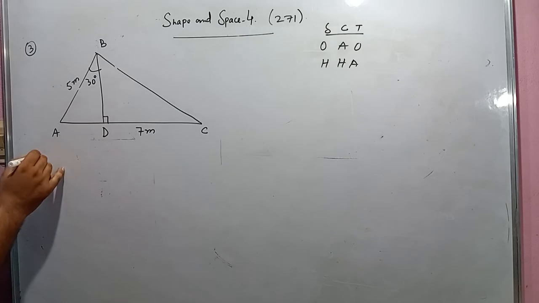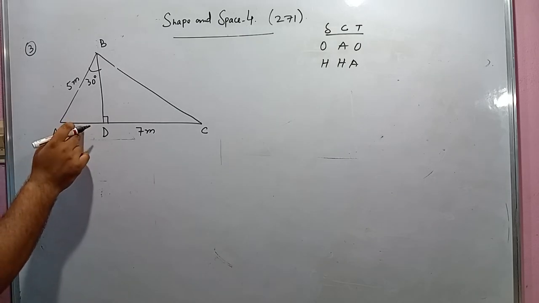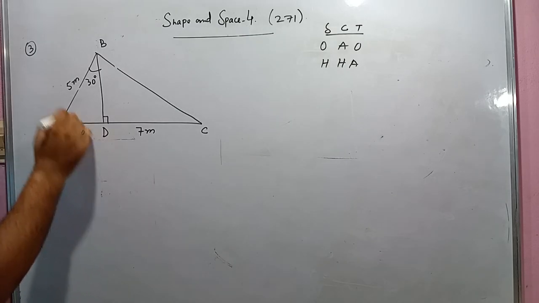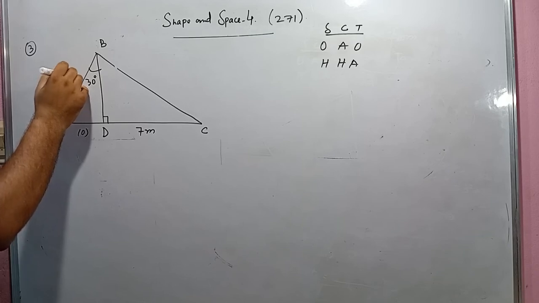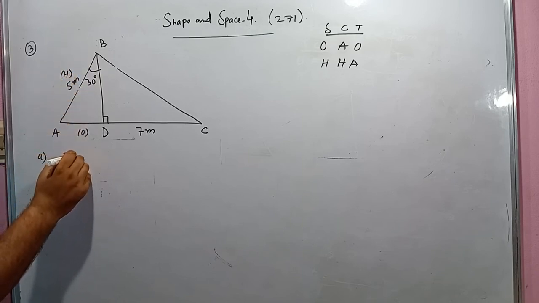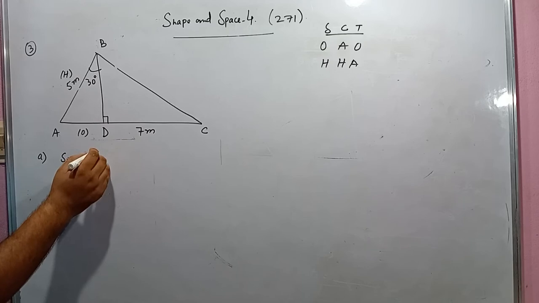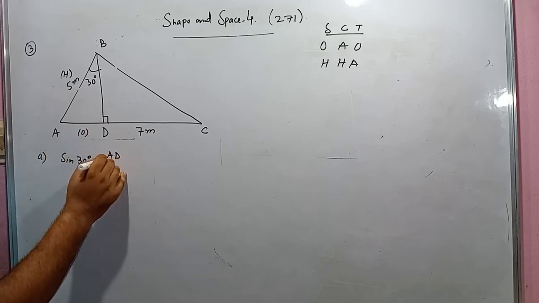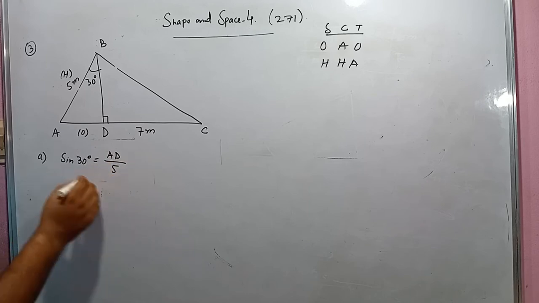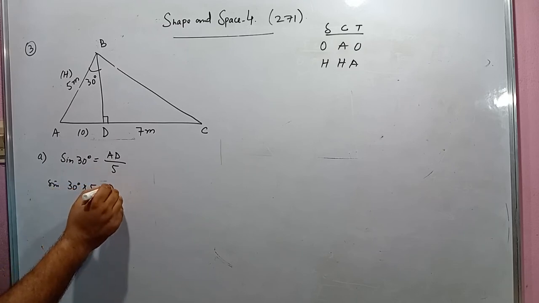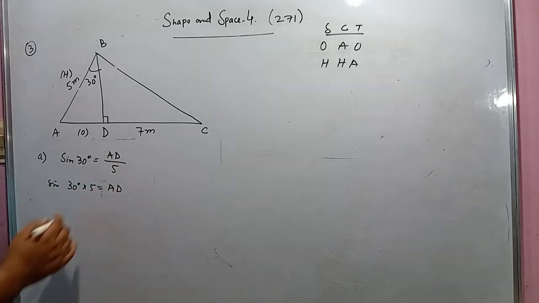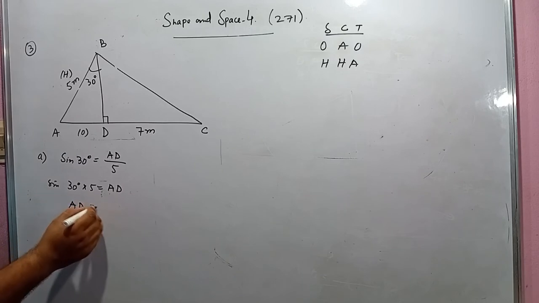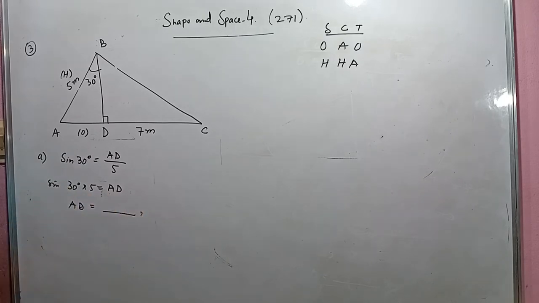For the first part, it's very easy to find the AD. This is opposite. This is what? Hypotenuse. So we will use sine 30 degree is equal to opposite, opposite, it's AD, AD divided by 5. Then you can use sine 30 degree into 5 is equal to AD. Now you found the value of AD. AD is equal to some value using the calci.